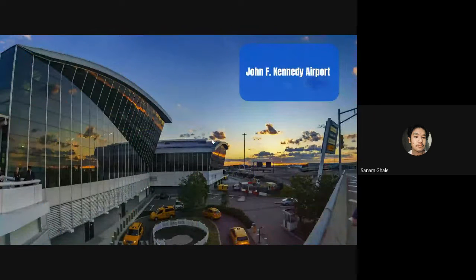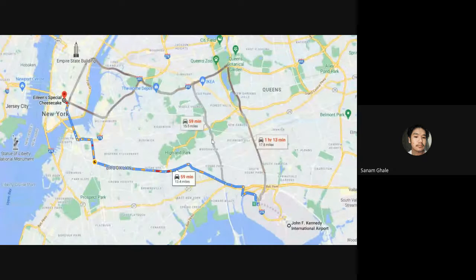Next. John F. Kennedy Airport was really busy when we landed. Later we learned that it was one of the busiest airports. We wanted to go straight to Ailey's, the cheesecake place. So we drove 1 hour to get there.